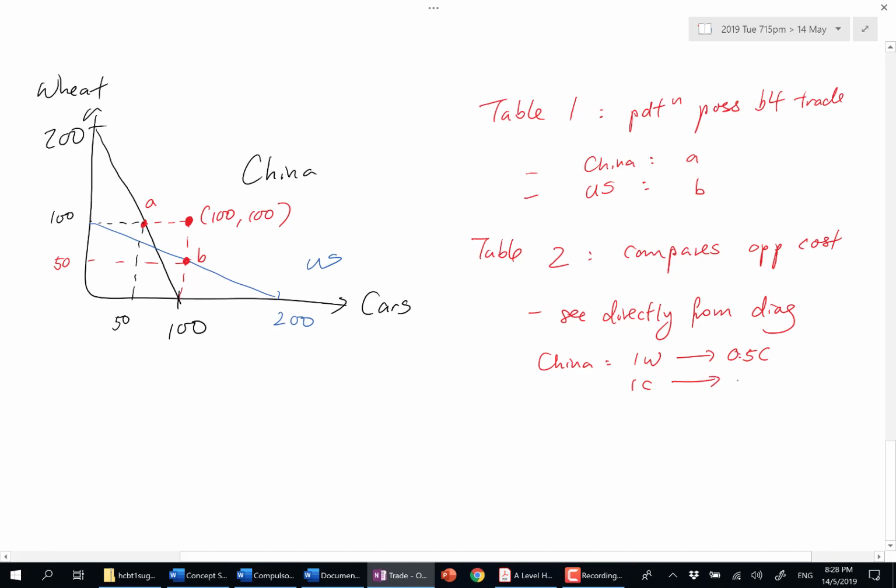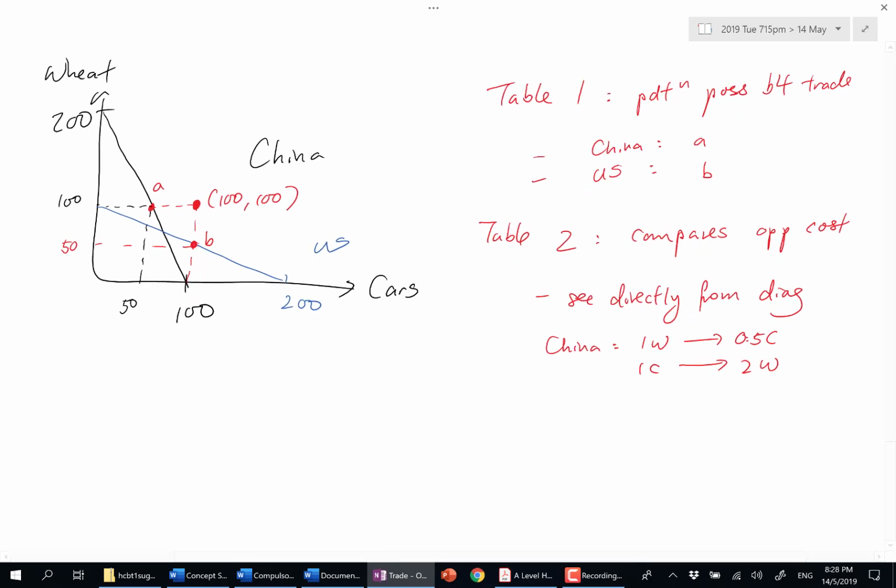This is just the reverse. USA, 1 wheat, 2 cars, 1 car, half a wheat. Wait, is this correct? Yeah, correct.